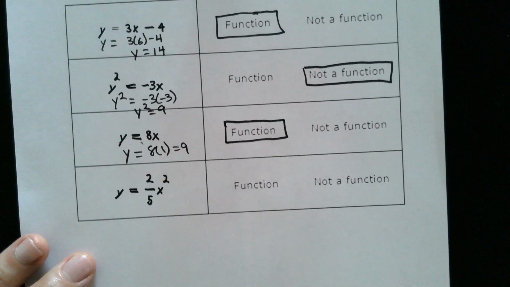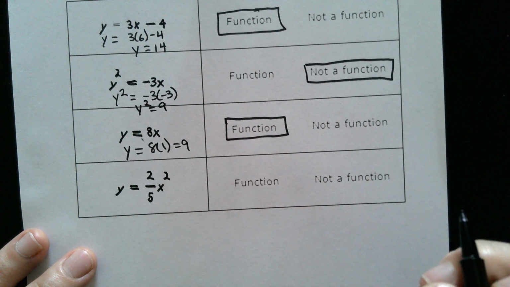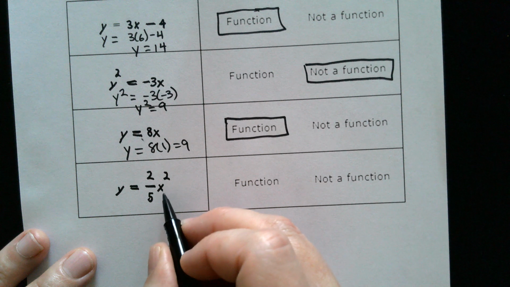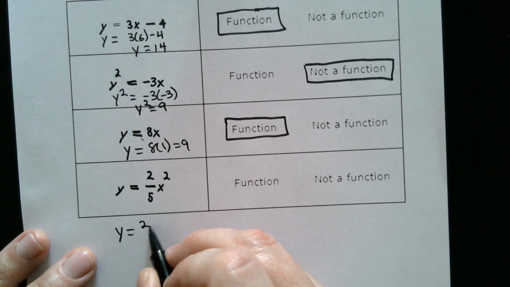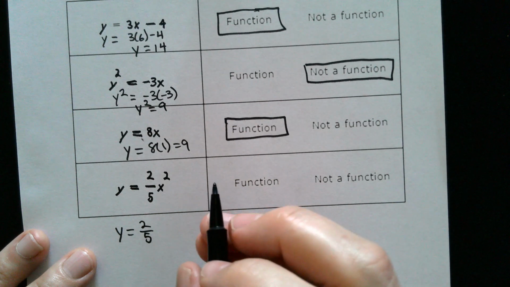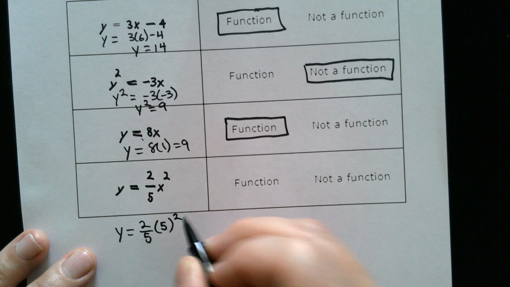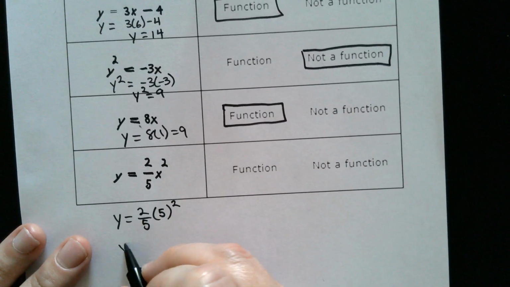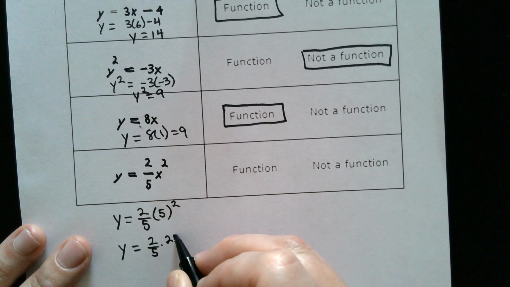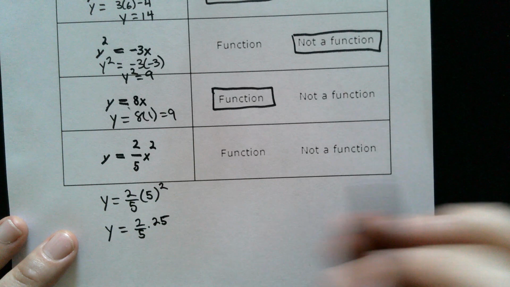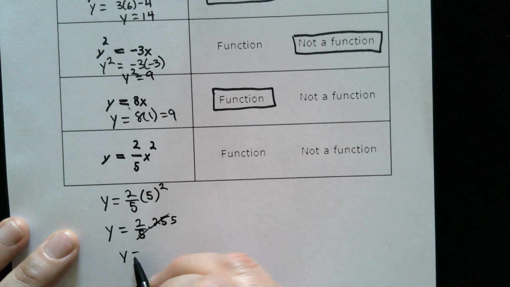And then last we've got this quadratic looking function here. Maybe it's a function. So let's just choose a value for x. We've got y is equal to 2 over 5 x squared. What do we want x to be? Let's make x be 5. So I put a 5 in there and I square it. Of course, 5 squared is 25. So I get y is equal to 2 over 5 times 25. And that's going to reduce here. 5 goes into 25 5 times. So we get y is equal to 10.